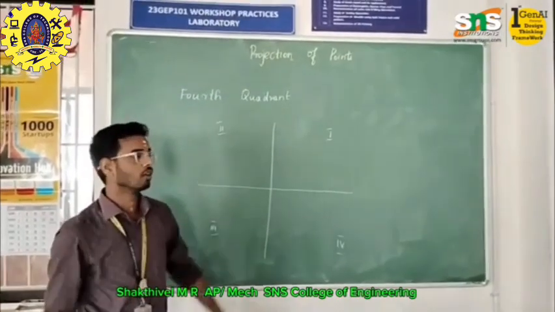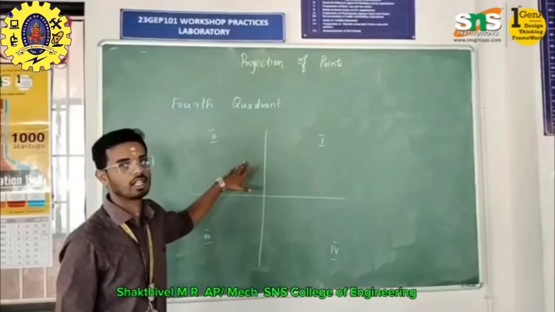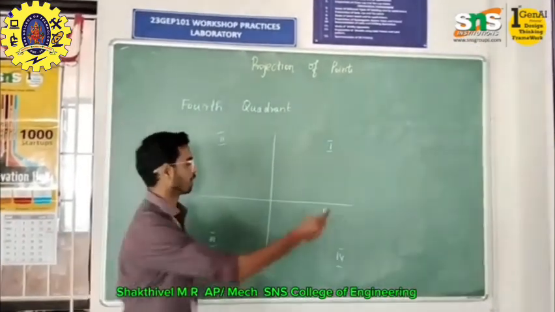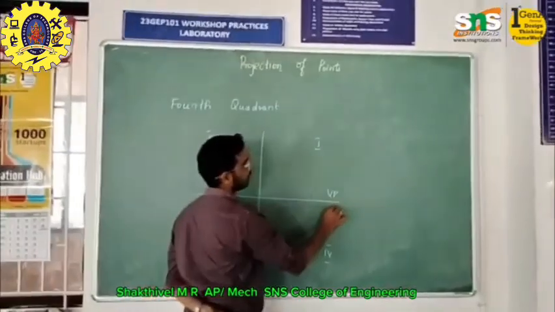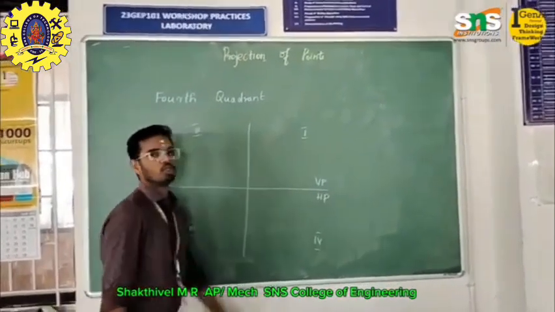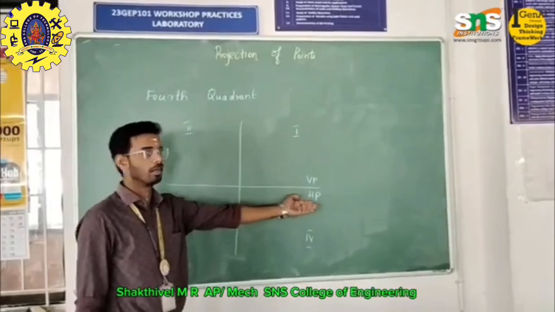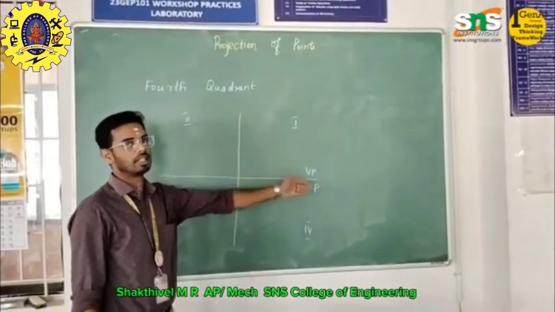Fourth quadrant. We already saw the first, second and third quadrants in the last videos. Now we are going to see the fourth quadrant. It is considered as the vertical plane and the horizontal plane. So this is HP, which we already know about. This is the horizontal plane, and VP is the vertical plane.